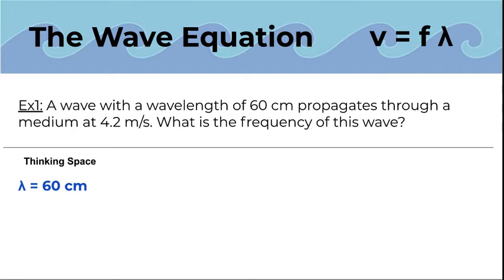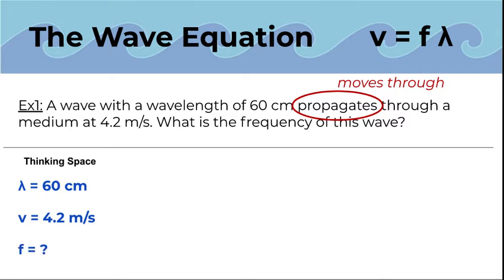So that's our wavelength lambda, and it propagates through a medium. Now, the word propagate might be unfamiliar to you. It's really just a fancy word for meaning that something moves through something else. So in physics, waves move through a medium or a material, and so this word propagate comes up quite a bit. The speed is given to us as 4.2 meters per second, so that's going to be our v.